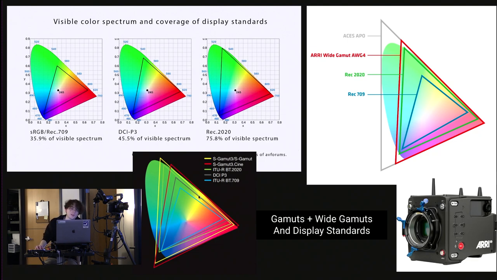So this one shows S-Gamut and S-Gamut3, which is Sony. The S is for Sony. That's an example of a wide gamut that a camera manufacturer has so that it can capture a lot of colors. Down here, this is an Arri, maybe an Arri Alexa or something, and you'll see this red triangle is Arri Wide Gamut. Both of these are much larger than our display gamuts because the cameras want to be capturing as much color data as possible.